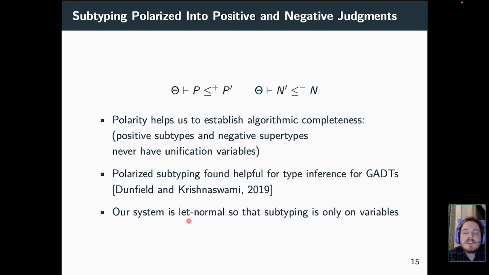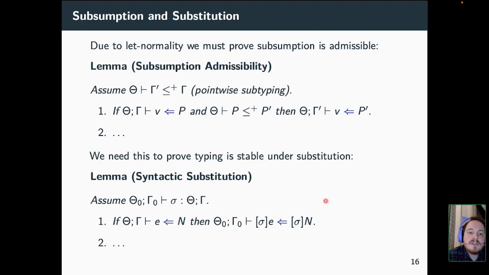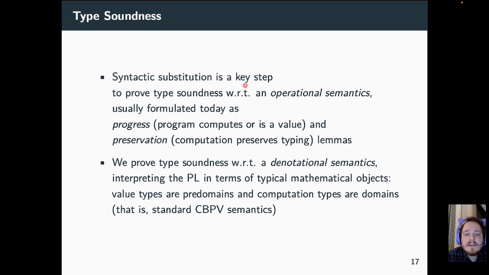And we use a certain kind of let-normality in our system so that we can restrict subtyping in the system only to variables. Because we do this, in order to prove that typing is stable under substitution, we have to prove that general subsumption is admissible. That is, it holds not only for variables, but for any kind of program term, values or expressions, or whatever. So the syntactic substitution lemma is a key step to proving type soundness with respect to an operational semantics, which is usually formulated today in terms of progress and preservation lemmas.